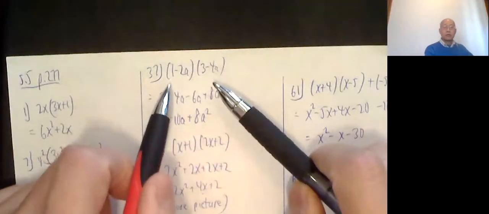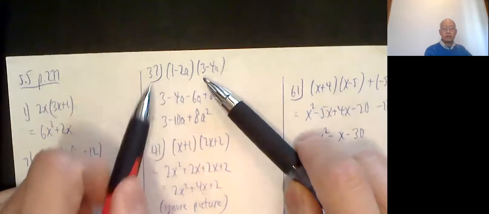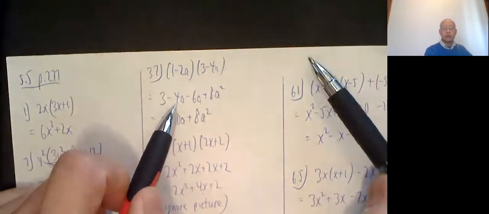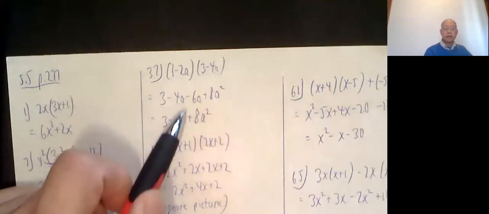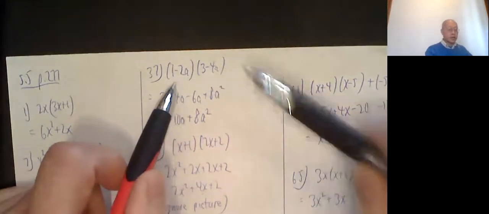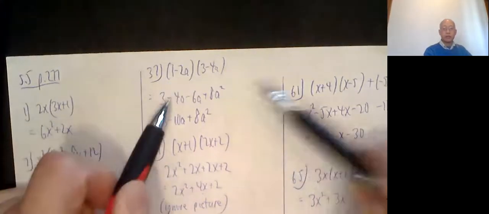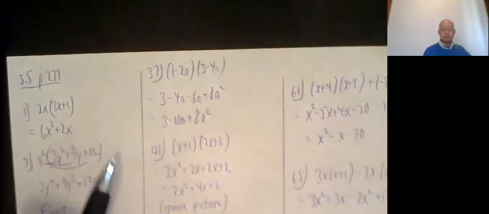37, 1 minus 2a, 3 minus 4a. 1 times 3, first, 3. Outer, 1 times negative 4, negative 4a. Inner, negative 2a times 3, negative 6a. Last, negative 2a times a negative 4a, positive 8a squared. 3 minus 10a plus a squared.